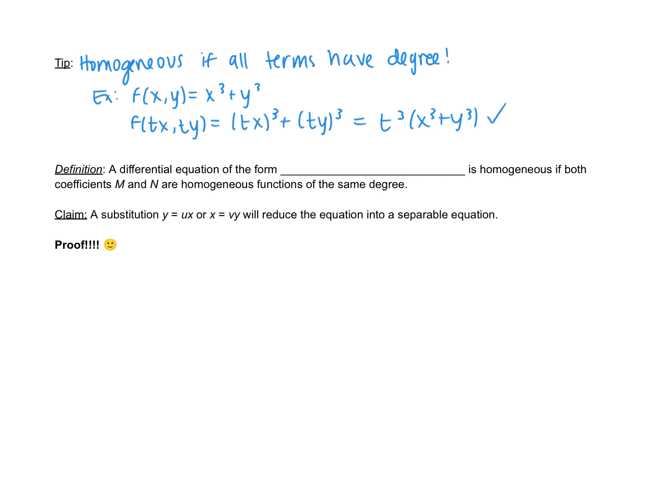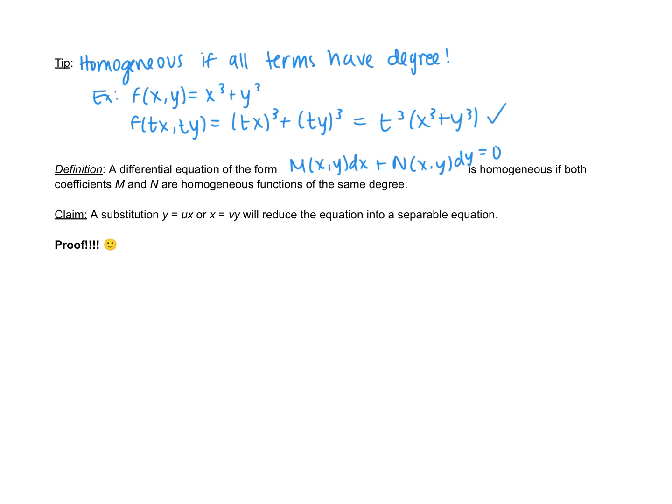Okay, so that leads us to our next definition. A differential equation of the form M of x, y dx add N of x, y dy equals 0 is homogeneous if both coefficients M and N are homogeneous functions of the same degree. So M and N have to be homogeneous functions of the same degree.